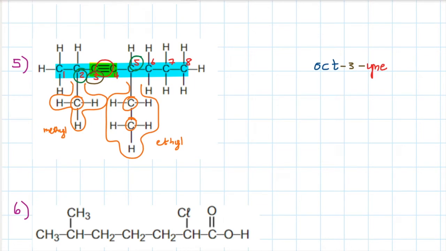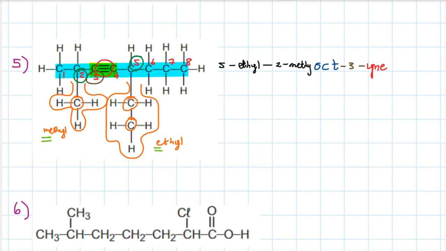Now, you may be tempted to write down the position and name of the methyl group first because it falls onto carbon number 2. But we always name substituents in alphabetical order. So therefore, we're going to start off by naming ethyl before methyl, because according to the alphabet, E comes before M. So over here we have 5-ethyl because E comes before M.